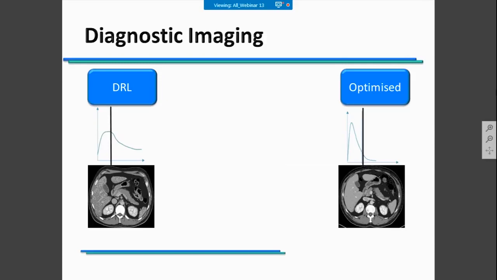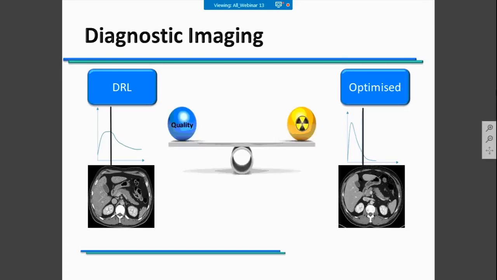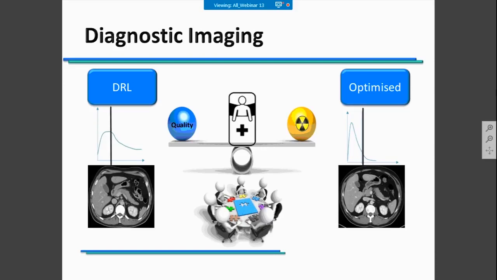So you are trying to change your DRL. You have obtained your DRL for a specific CT examination, and you want to optimize the DRL. You are trying to balance this radiation dose and image quality. However, you need to do it in teamwork, and the clinical task and the specific patient characteristics must be analyzed in order to define the correct way to optimize the procedures.